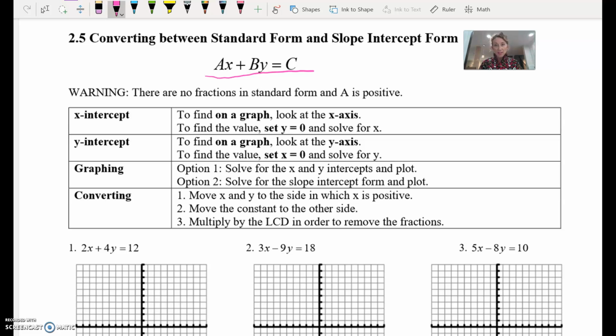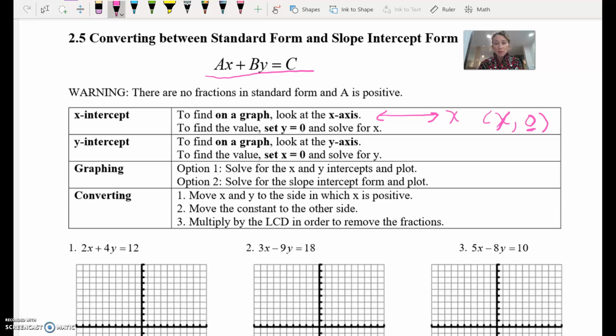One of the cool things about standard form is it's easy to find intercepts. So we find the x-intercept by looking at the x-axis, which goes this way, and wherever it crosses it, that's the x-intercept. And remember, that's x, comma, 0. If you are going to use algebra, you're going to use this information that it's x, comma, 0, and you're going to plug in the 0 for the y value, and then you're going to solve for x.